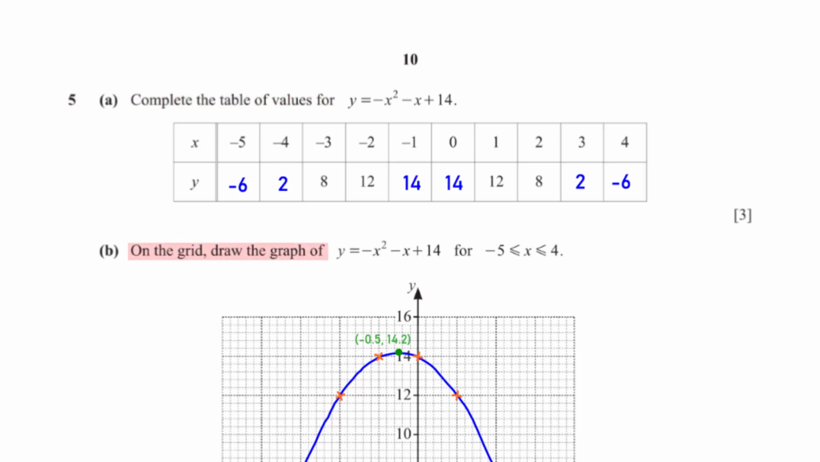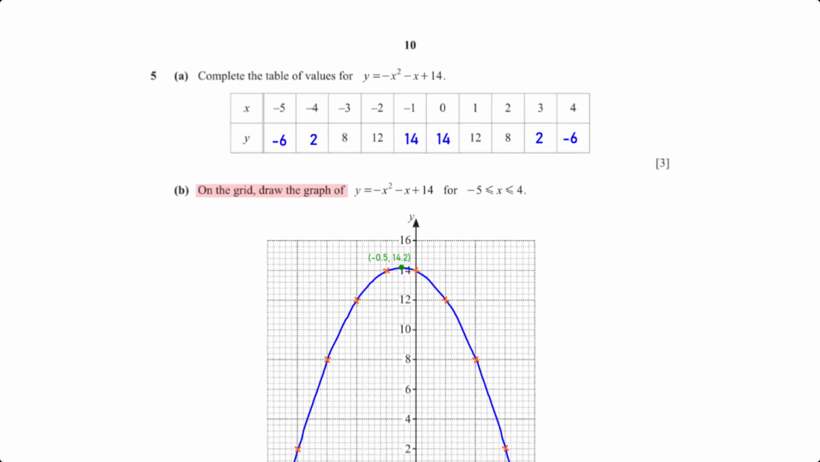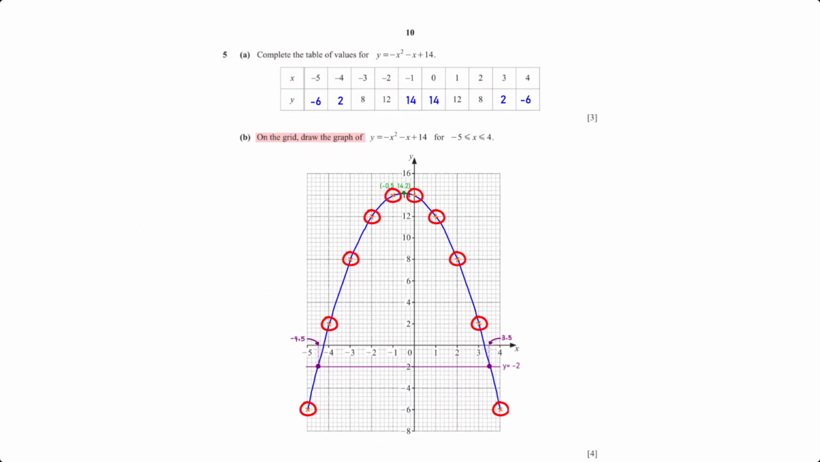On the grid, draw the graph of y equals -x squared minus x plus 14 for x greater than or equal to -5 and less than or equal to 4. So on the grid, we plot all the points in the table and connect the points with a smooth line.